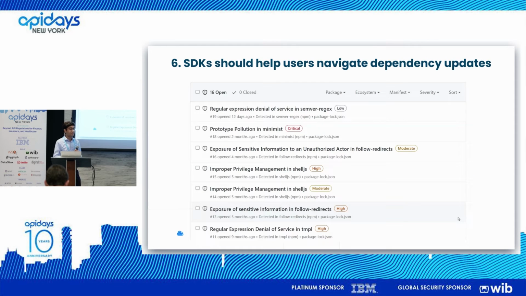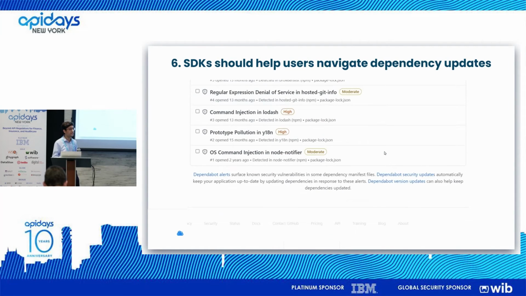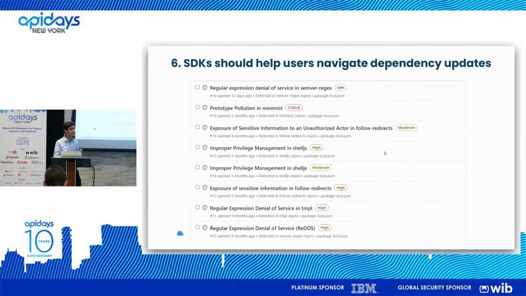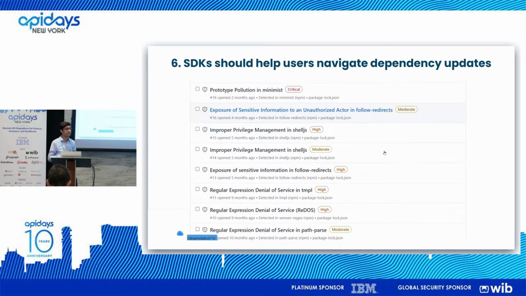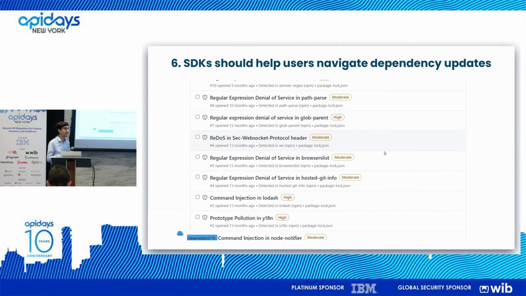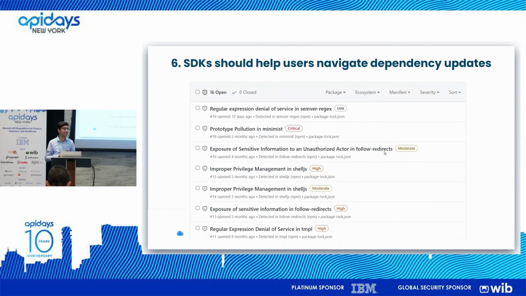SDKs should also help API users navigate dependency updates, because over time, the dependencies in your SDK get out of date, or they might receive security fixes, or they might have bug fixes. So here's an example of what our team was trying to solve when we were releasing the TypeScript SDK. We had, within the course of 3 months, over a dozen security vulnerabilities being reported by GitHub. And that was before we released the TypeScript SDK. It was still in development.